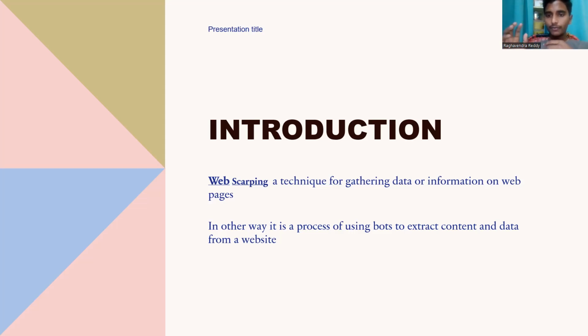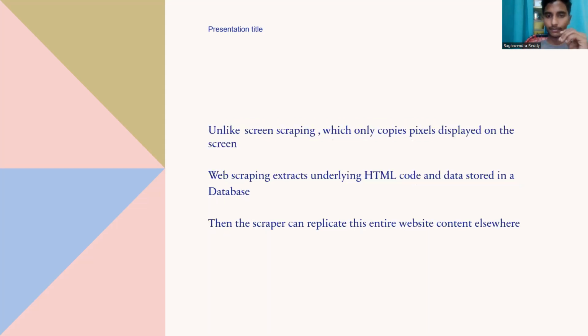It's a type of using bots, using some already preloaded programs to extract the content or data from a website. Unlike screen scraping, meaning unlike copy paste, it does not only copy the image or the content we have on a page. It also copies the underlying HTML code, which helps us see how the page had been coded, along with the content as well as code. We get it with the help of web scraping.